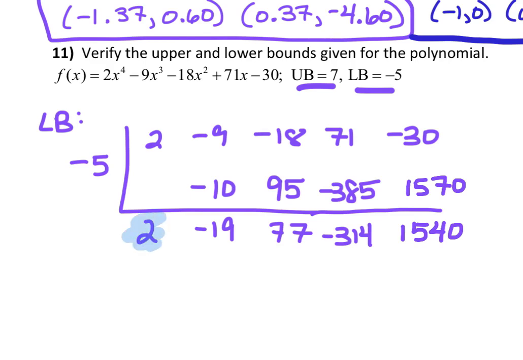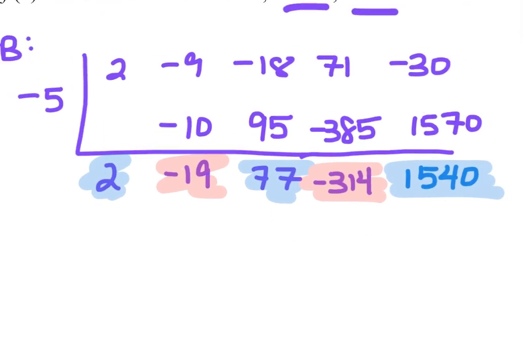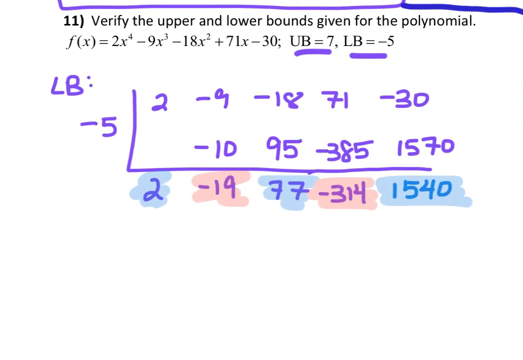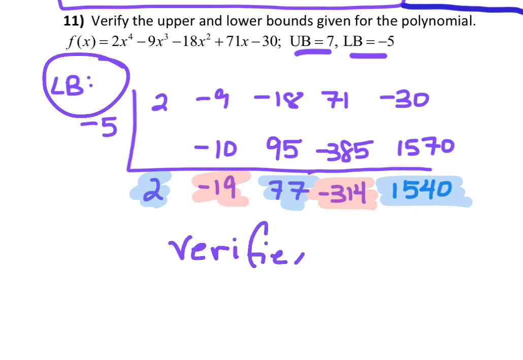And what you should see happen here is that you have alternating positive, negative, positive, negative, positive. And so if your quotient row is alternating positives and negatives, then that means that your lower bound test is verified. You don't have to write verified, but I'm just doing that for completion. So now you have verified the lower bound.